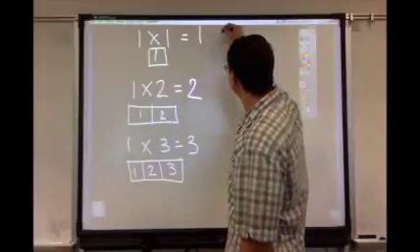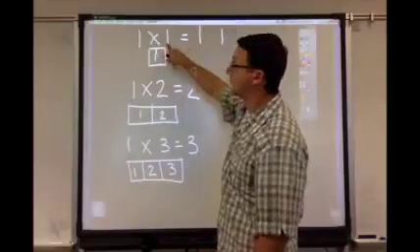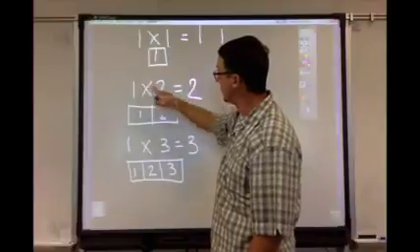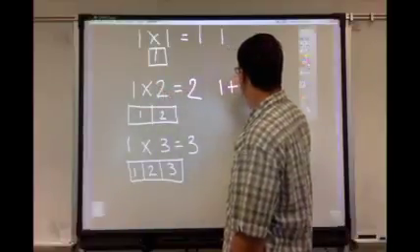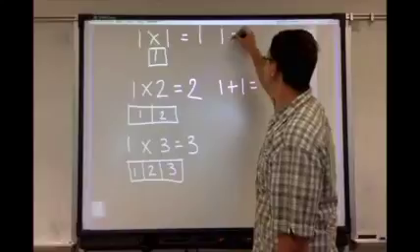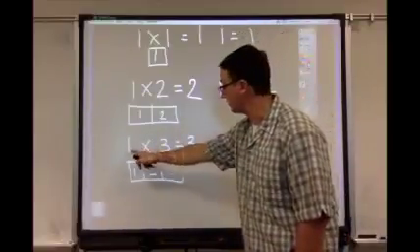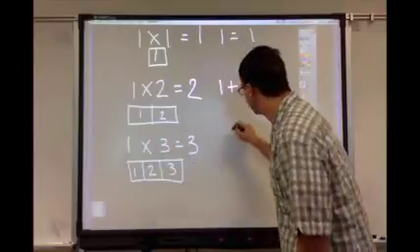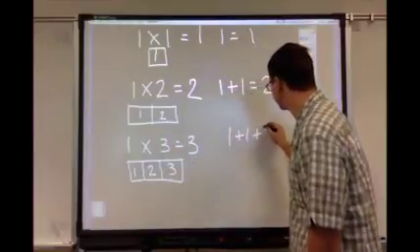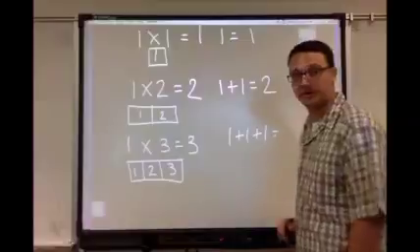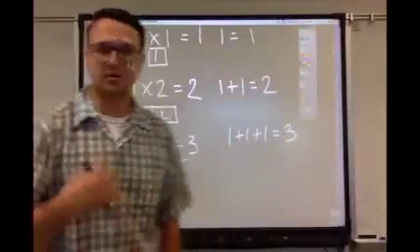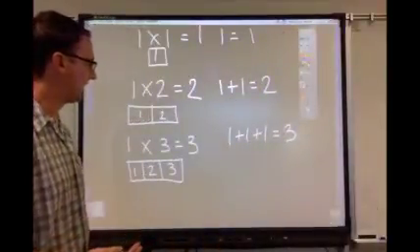So in this case, it's 1 added once. This case, it's 1 added twice. 1 plus 1 equals 2. This case, we have 1 times 3, or 1 added 3 times. So it's 1 plus 1 plus 1 equaling 3. And we can continue this whole process the whole time.